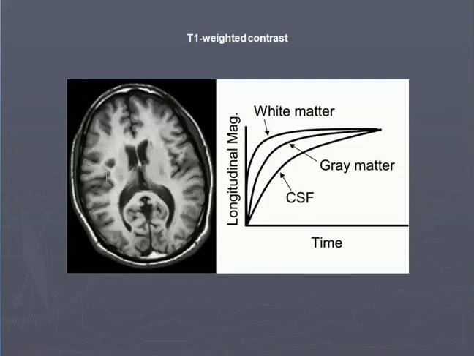Now this is one example of a T1 weighted image, axial image of the brain. The center shows a low intensity area bilaterally. These are the ventricles, and CSF appears black on T1 weighted image. On the right of the image is depiction of the gray matter, CSF and white matter longitudinal magnetization.